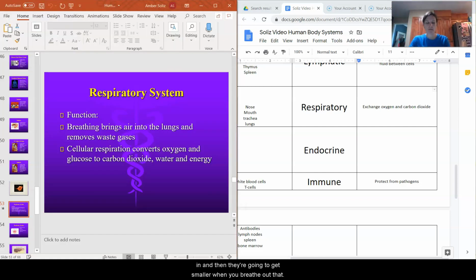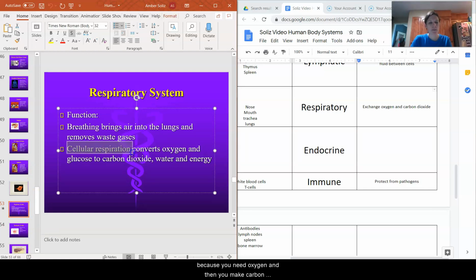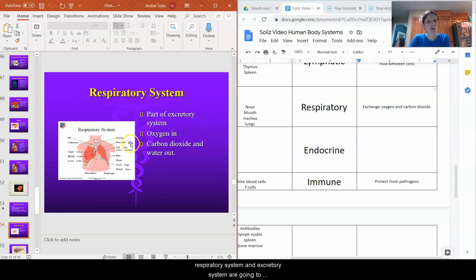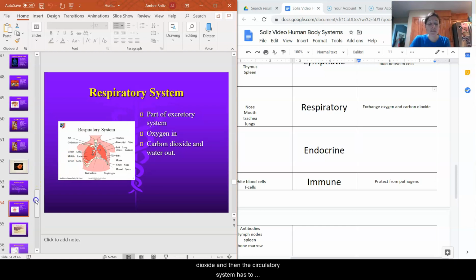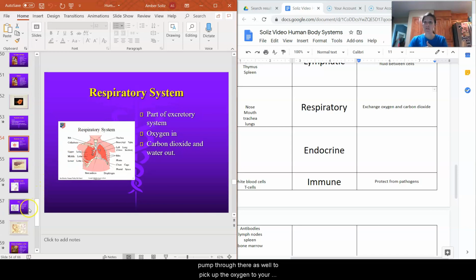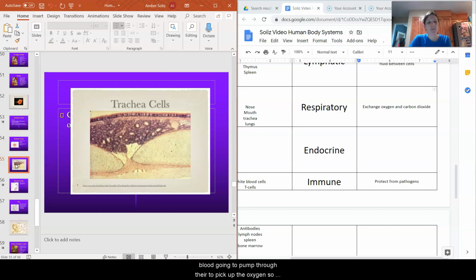That carbon dioxide. So we use oxygen for cellular respiration, and then you make carbon dioxide, water, and energy in cellular respiration, which hopefully you'll remember happens in the mitochondria. Respiratory system and excretory system are going to go close together because you're excreting that carbon dioxide, and then the circulatory system has to pump through there as well to pick up the oxygen. So your blood's going to pump through there to pick up the oxygen.